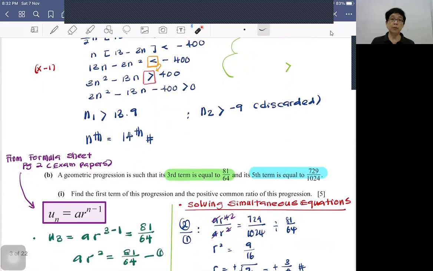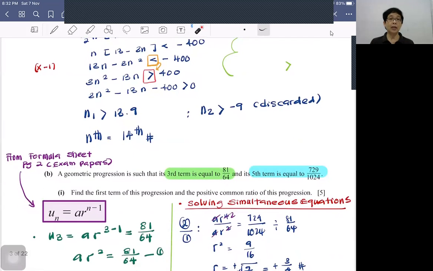As we have learned before, n is an ordinal number. It is the number of position. It is the third, fourth, 20th, 12th. So it's not going to be a negative number. It always has to be a positive value. For that reason, we shall discard minus 9. Then we will focus on 13.9.